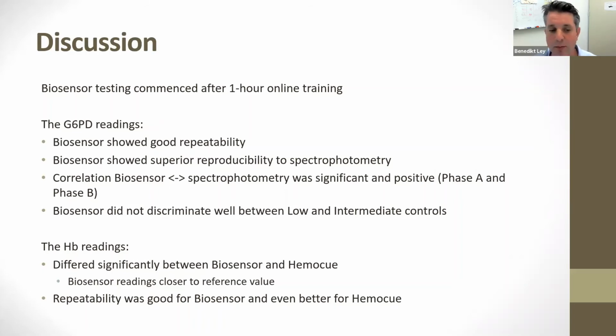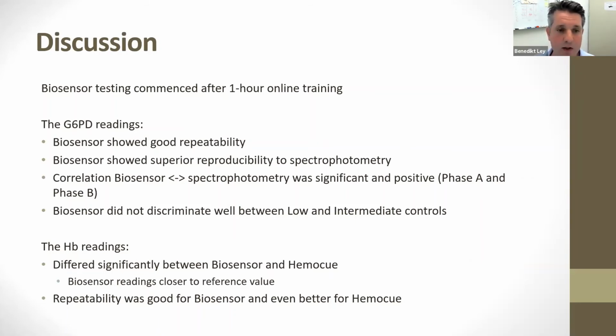6 of the 200 repeat measurements overlapped in phase A. In phase B, the biosensor did not distinguish between low and intermediate controls, and in fact, the results were significantly lower for intermediate compared to low controls, and this was consistent across all sites. Since spectrophotometry in phase B distinguished between all 3 control categories, the observed overlap for the biosensor is unlikely to be due to damaged control samples.